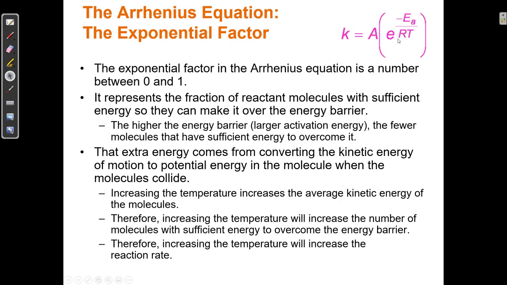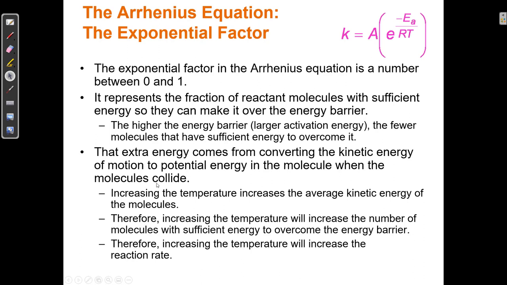So the exponential factor, that's this factor over here, is a number between 1 and 0. And it represents the fraction of reactant molecules that have sufficient energy to make it over the energy barrier. So we have to know how big the energy barrier is, that's Ea. We have to know how much energy is available, that's T, the temperature. So the higher the temperature, the larger the fraction of molecules that have enough energy to make it over the barrier.